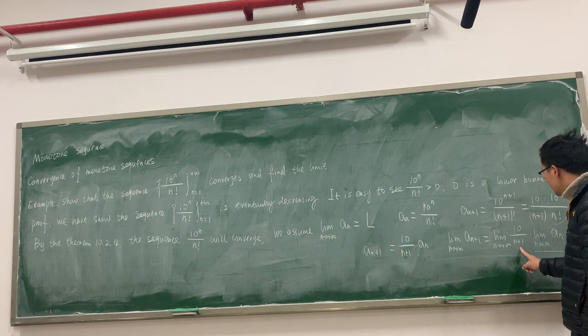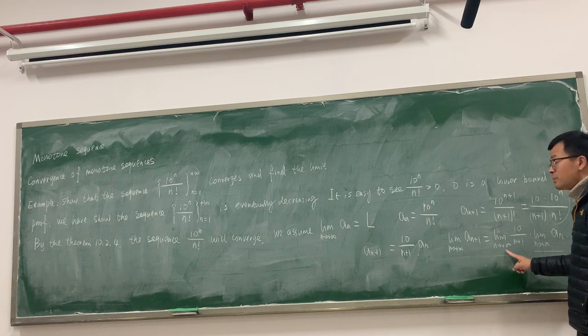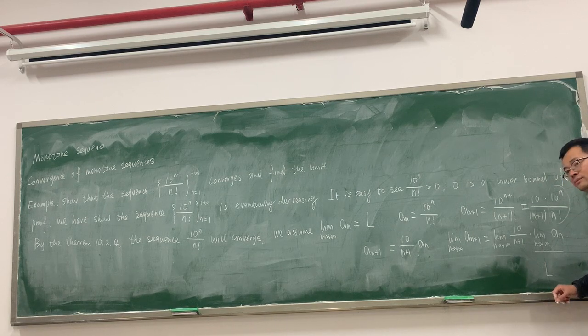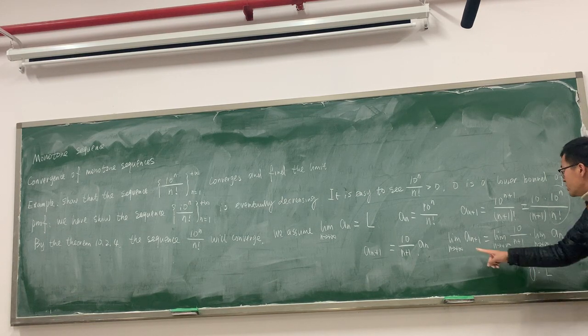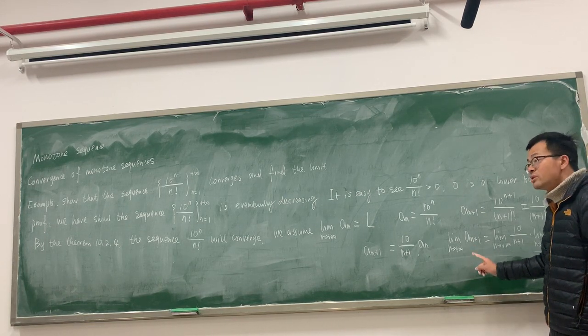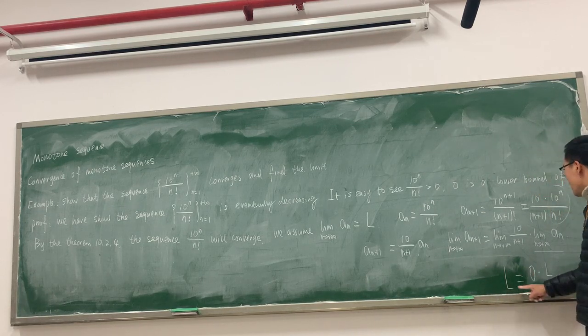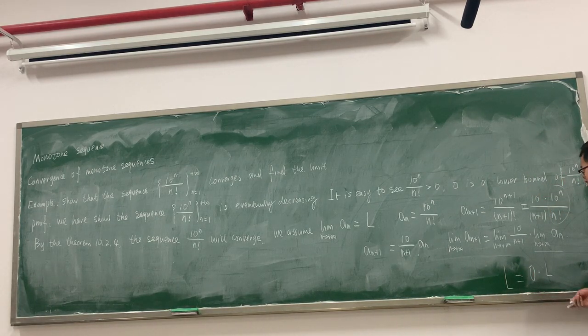What is the limit of 10 over (n+1) as n approaches plus infinity? Of course, it approaches 0. And this is also L. So L equals 0 times L, which means L equals 0. So this is the first method.